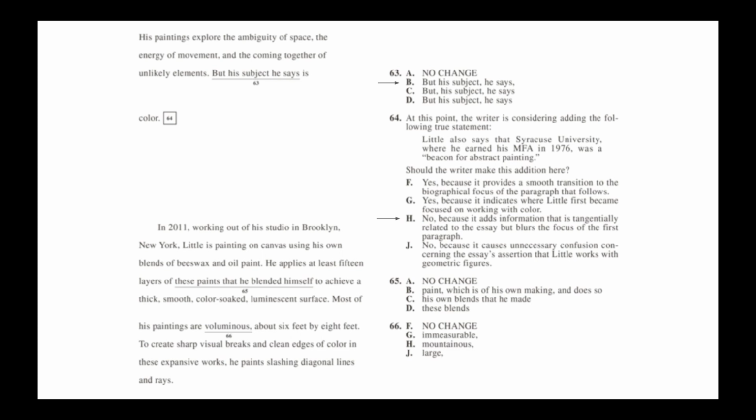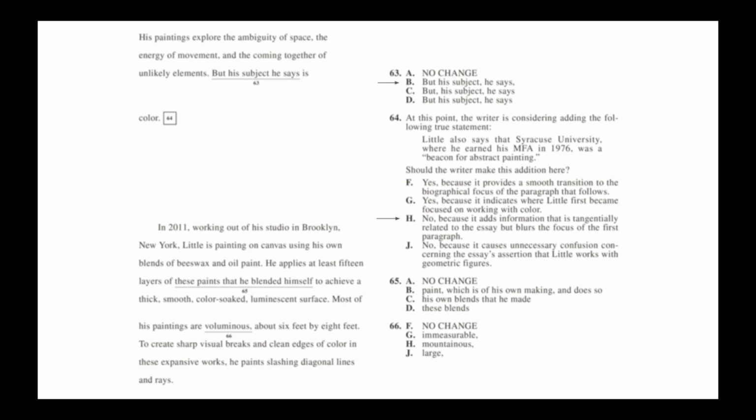In 2011, working at a studio in Brooklyn, New York, Little is painting on canvas using his own blends of beeswax and oil paint. He applies at least 15 layers of these paints that he blended himself to achieve a thick, smooth, color-soaked, luminescent surface. What you might have noticed right away is that the first sentence said that Little paints using his own blends, and the second sentence also says that Little paints using his own blends. So question 65 in particular is dealing with redundancy. So we know that no change is not correct because as it is, it's redundant. So no change is out of the picture.